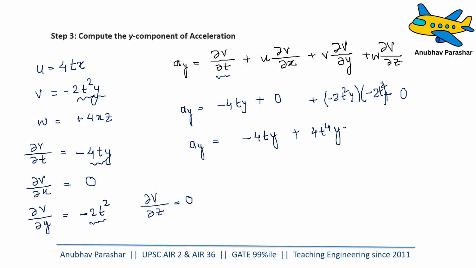Now we need to compute at -1, 1, 0, right, at time t is equal to 1. So if you substitute all these values, you will see that the value of ay is coming out to be 0. Substitute t is equal to 1, y is equal to 1, right? You will see minus 4 plus 4, that is equal to 0. So this is the component of acceleration in y direction.